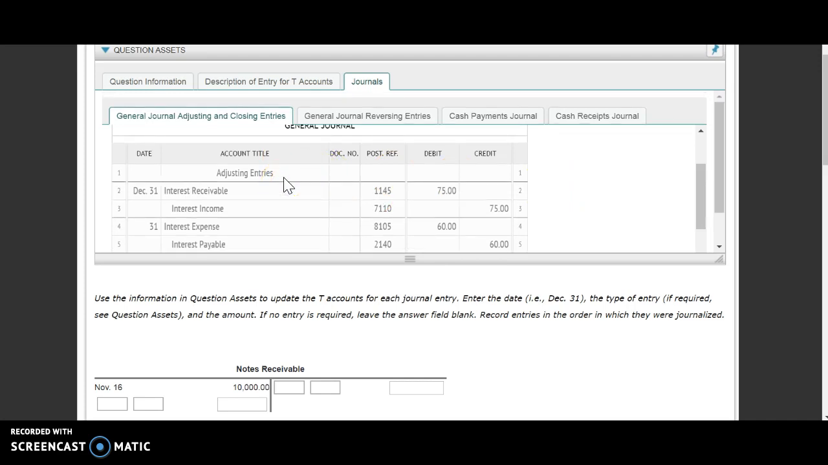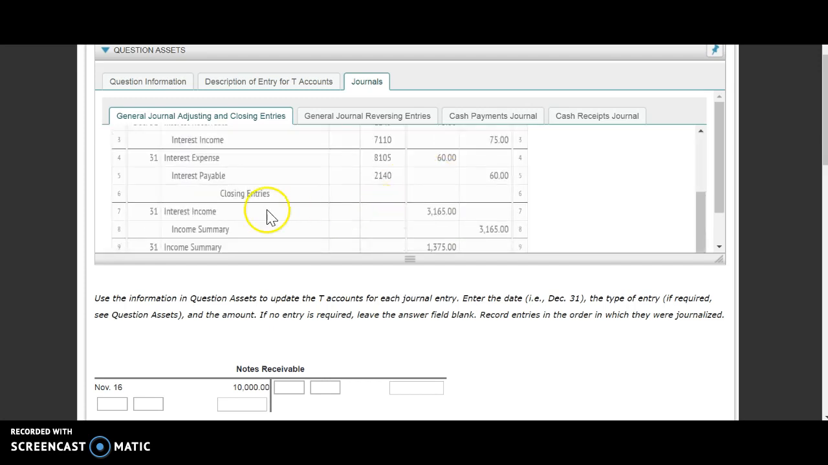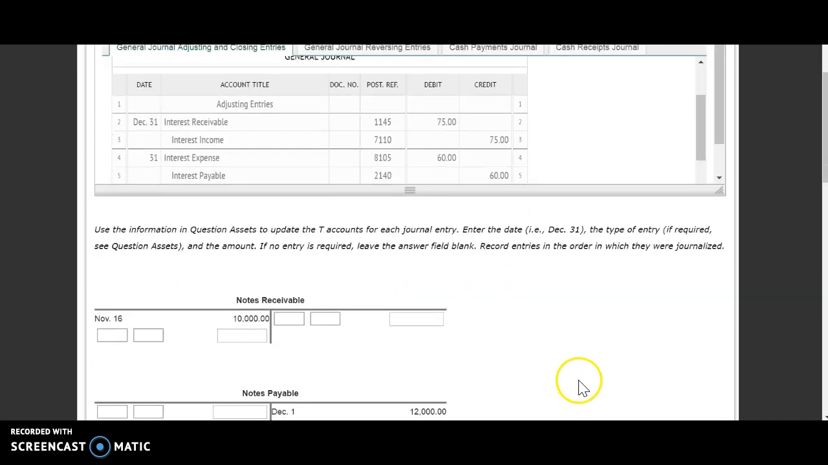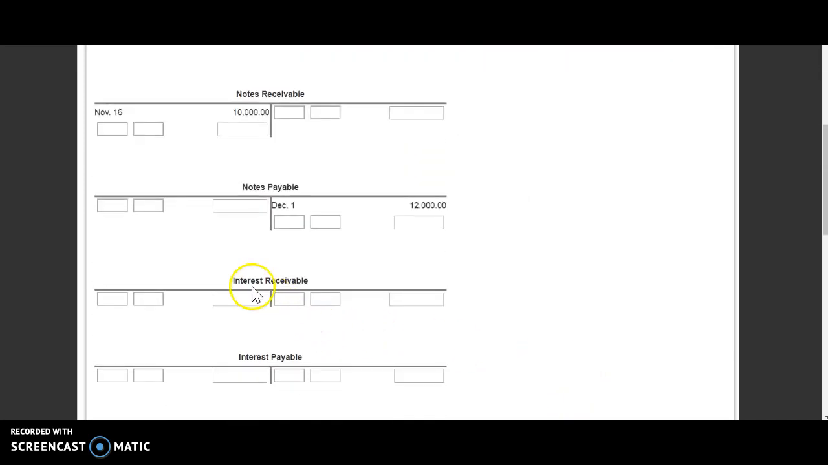Okay, so we're just going to start right up at the top, general journal, page 14. We're going to look at our adjusting entries. So December 31st, it says interest receivable. We have a debit of 75. So I'm going to go down to my interest receivable account. I'm debiting that account for $75. So in this first blank, I'm going to put in the date, December 31st. In the second blank, this is the one that we only fill out if we need to. This is where we're going to put adjusting, closing, or reversing. Now, this is an adjusting entry, so I'm going to put adjusting, and I'm going to just simplify that as ADJ. And then it's a debit of 75.